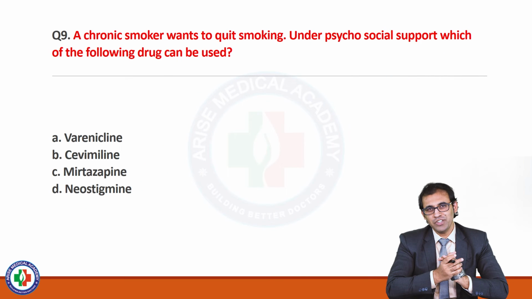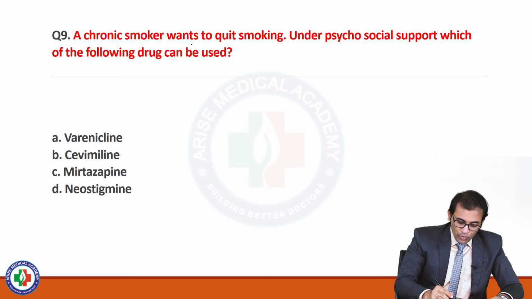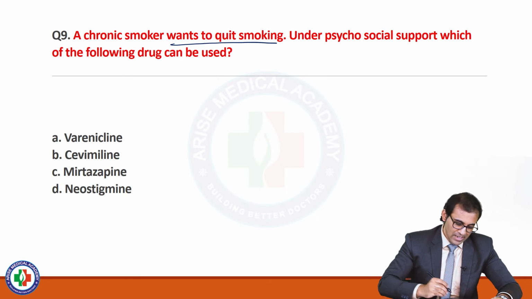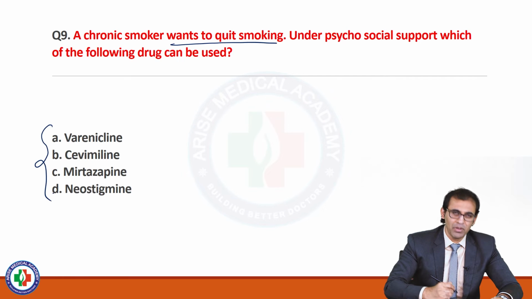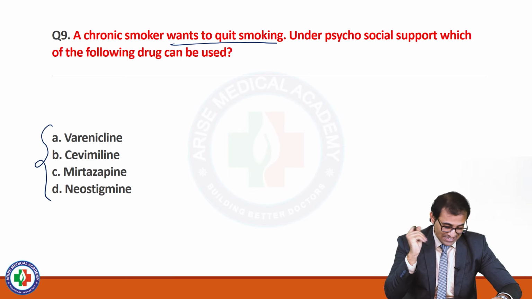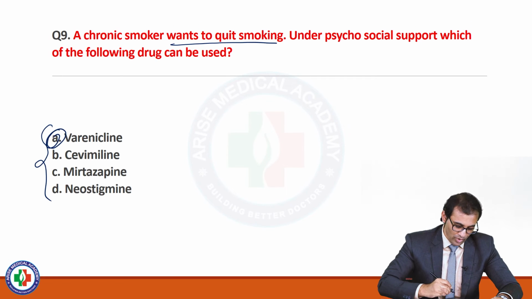Okay, now the next question is related to anti-smoking drug. Very, very important topic. Repeatedly asked question. So a person who was a chain smoker, he wants to quit smoking. Under psychosocial support, which of the following drug can be used? See here, I hope you remember the name of the drugs like bupropion and the varenicline, right? We are using these drugs. Please understand that out of these four, easily we can solve, okay, this is what? This is the varenicline. Okay, fine.